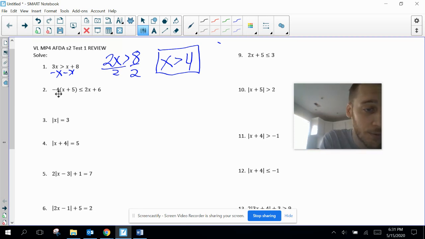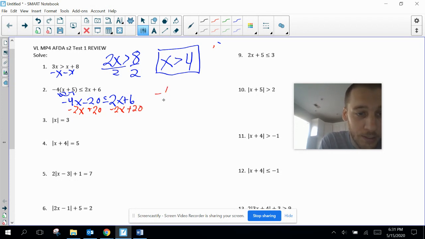Number 2, I'm going to distribute first. So distribute this. We get negative 4x minus 20 is less than or equal to 2x plus 6. And this time I'm actually going to do it just so you can see. I'm going to move the variables over to the left side, subtracting 2x on both sides. Let's change some colors so we see what we're doing. Subtract 2x on both sides. And I'm going to move my 20 over to the other side by adding.